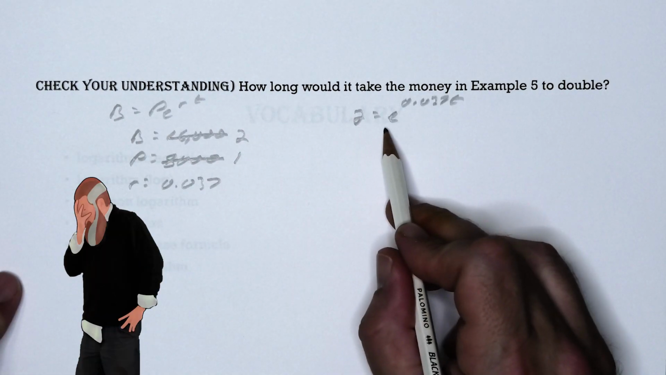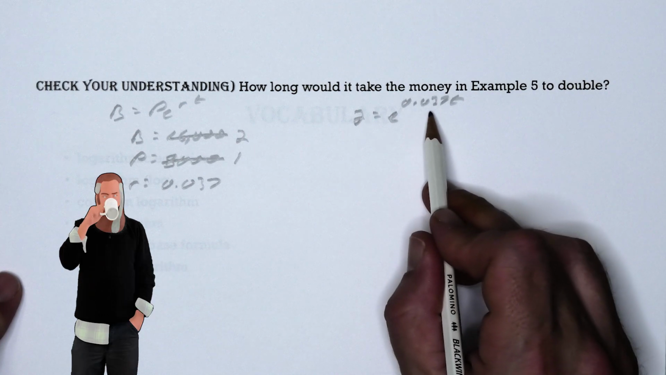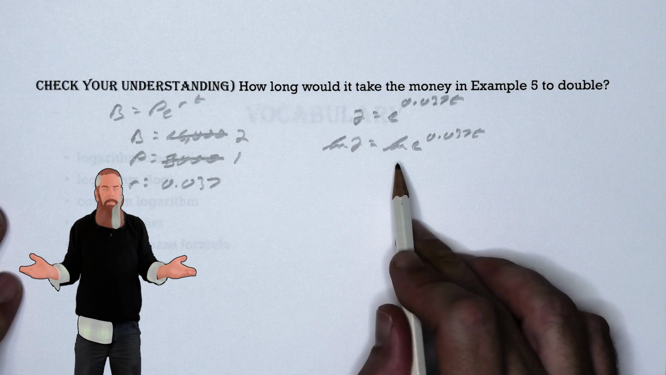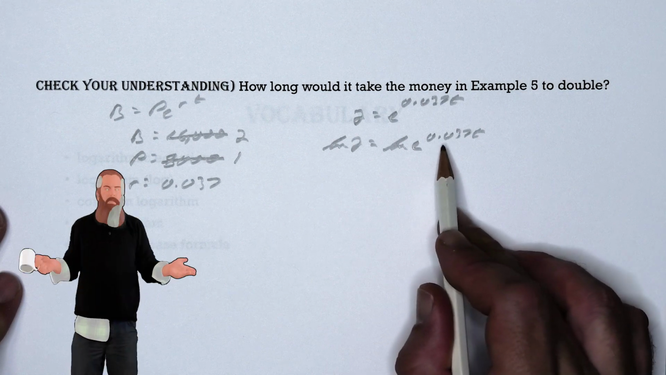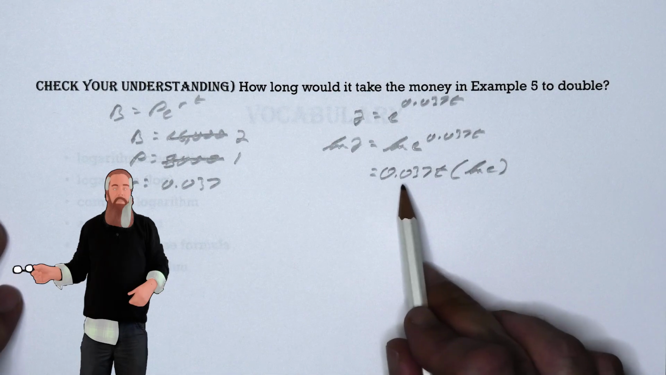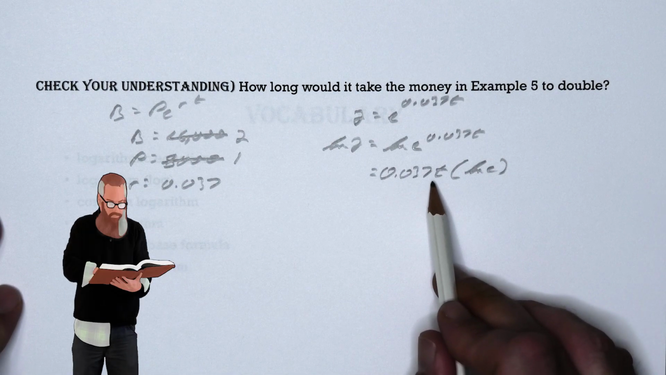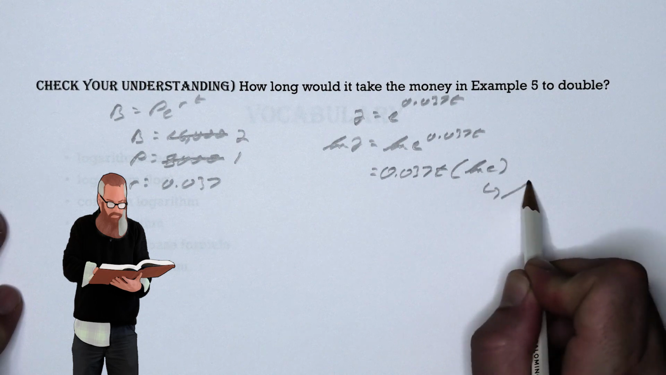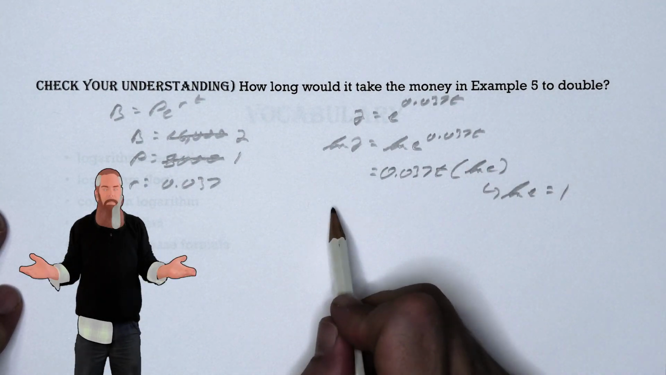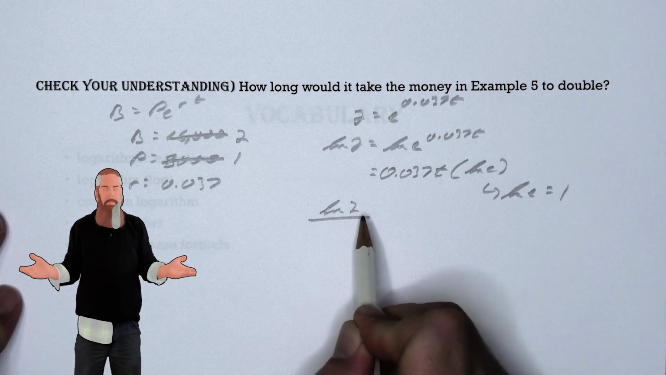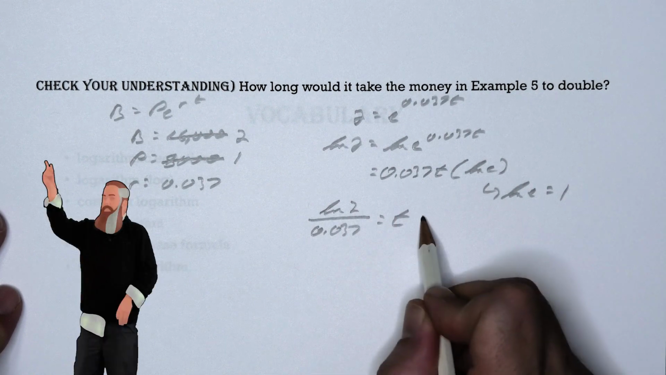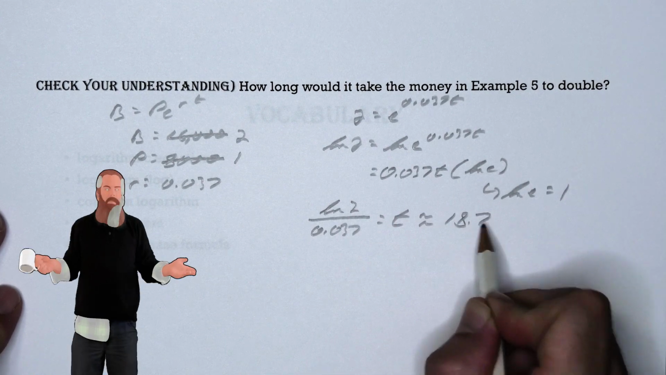This means that 2 is equal to e to the 0.037t power, or that ln of 2 is equal to ln of e to the 0.037t power. The right side can be rewritten as 0.037t times ln of e. Let's not forget that ln of e is equal to 1, meaning that gets to go away nicely, giving us ln of 2 divided by 0.037 is equal to t, or approximately 18.7 years.